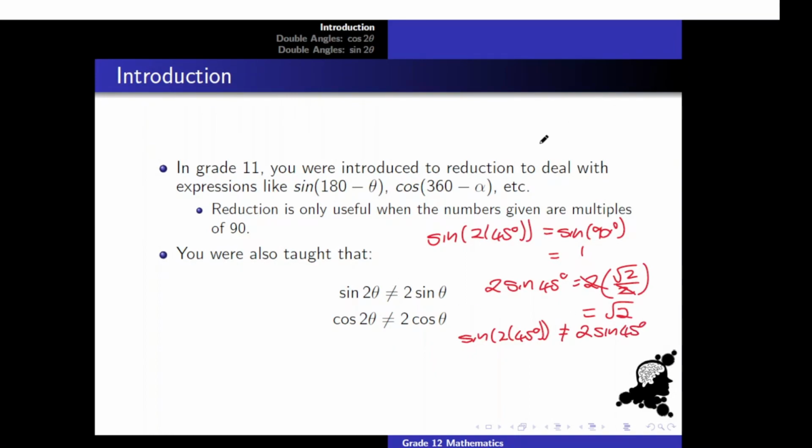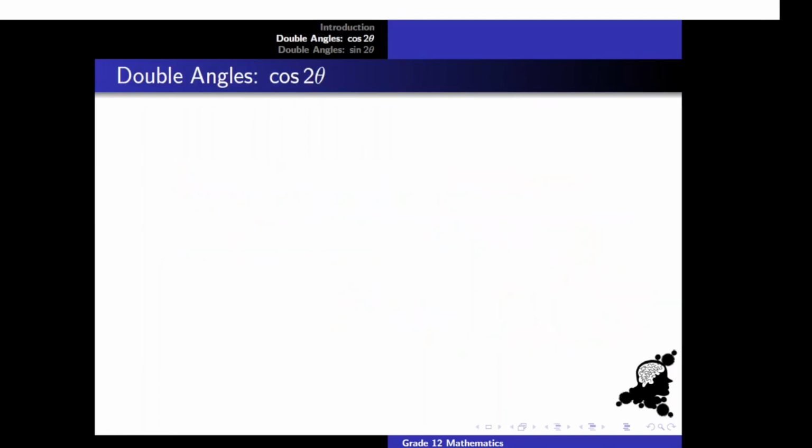You could do the same thing with cos 2 theta. You would see that cos of 2 theta is not the same as 2 cos of theta. The same with tan of 2 theta. It is not the same as 2 tan of theta. So let's look at a scenario where we're given cos of 2 theta. This is known as a double angle. Why double angle? Because the coefficient of the angle is an even number. It does not necessarily have to be 2. As long as it's an even number, meaning as long as it's divisible by 2, it is a double angle.